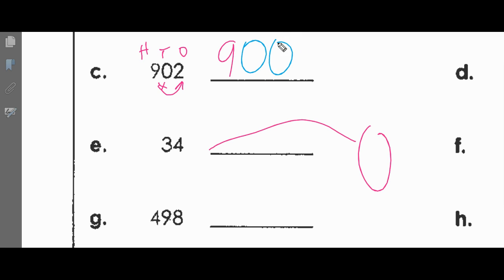In this case, 902, is it closest to 900 or 910? It's closest to 900. Okay. In some cases, there might be 2 zeros.